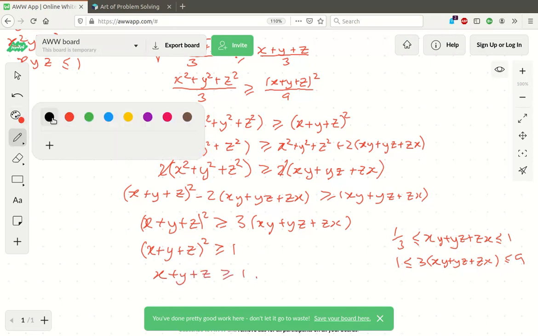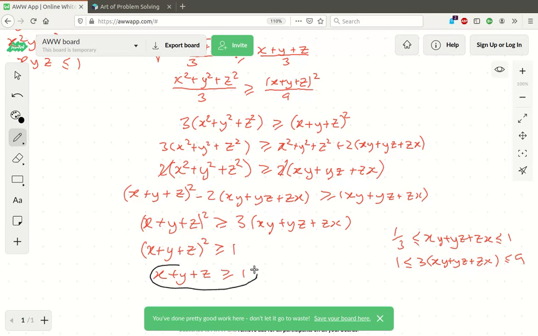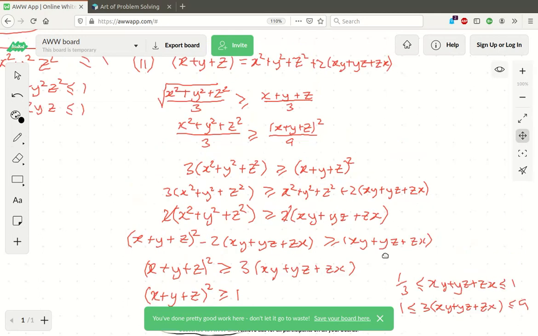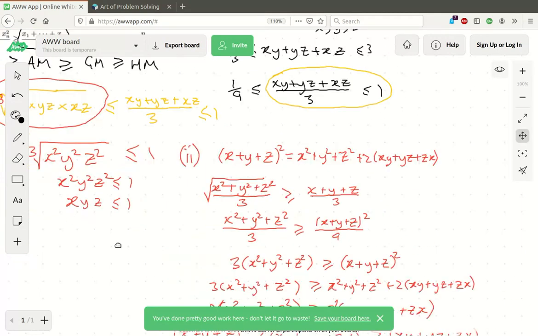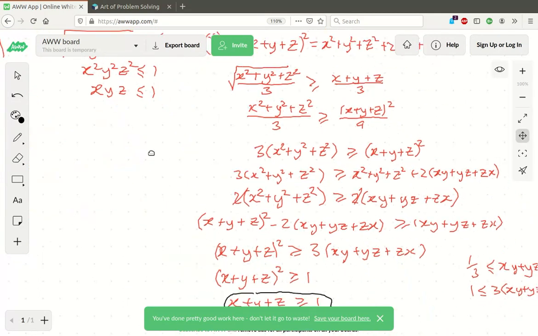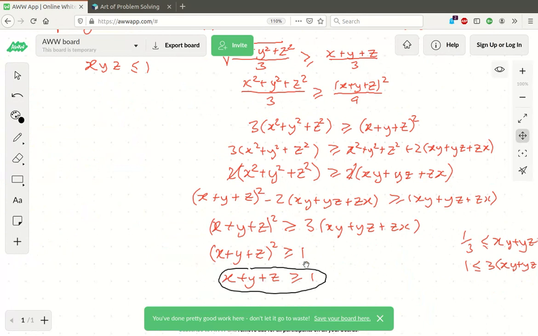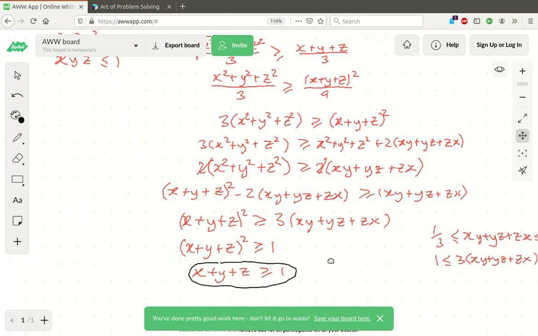And that is the other side of the answer. Now, I've been through loads of different values of x, y, and z to check that these two conditions work, and they do seem to. So we've got x, y, z, they multiply and are definitely less than or equal to 1, but x plus y plus z, when you add them together, they're definitely greater than or equal to 1.